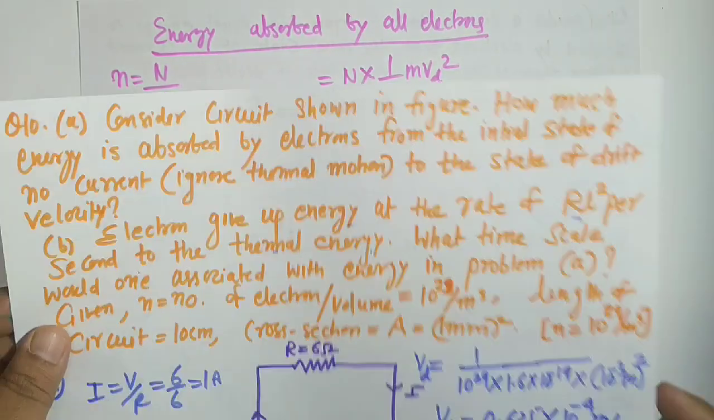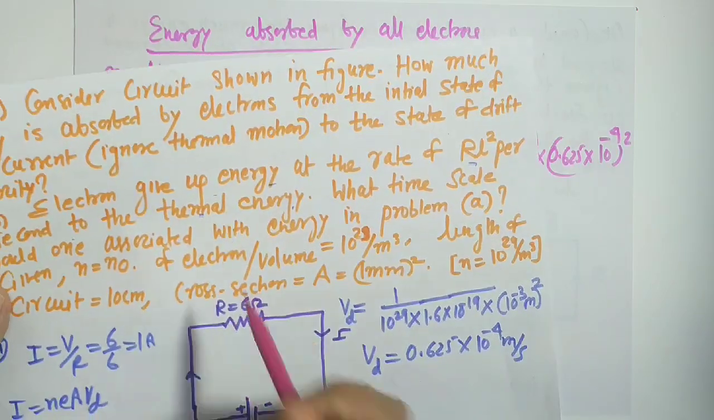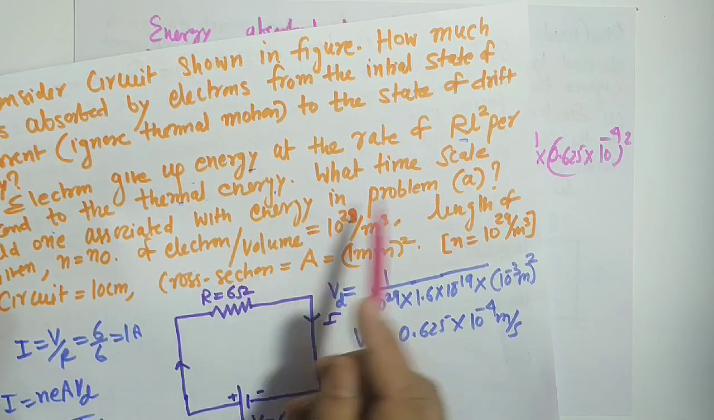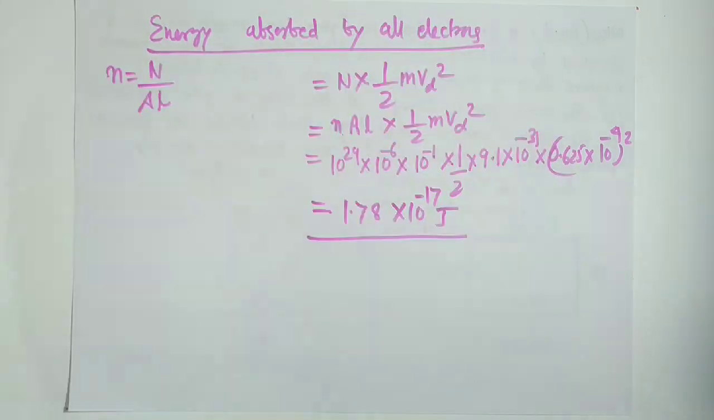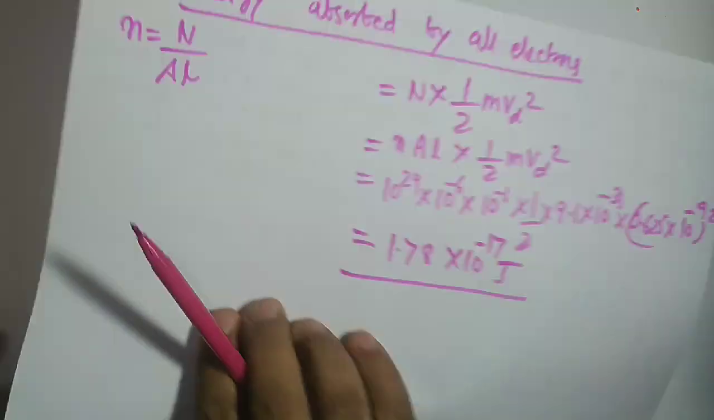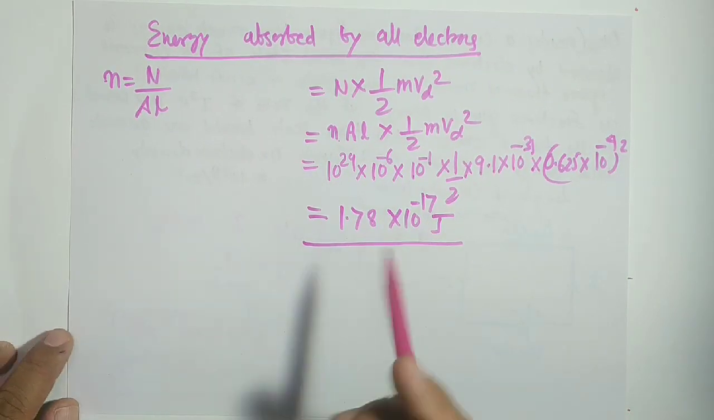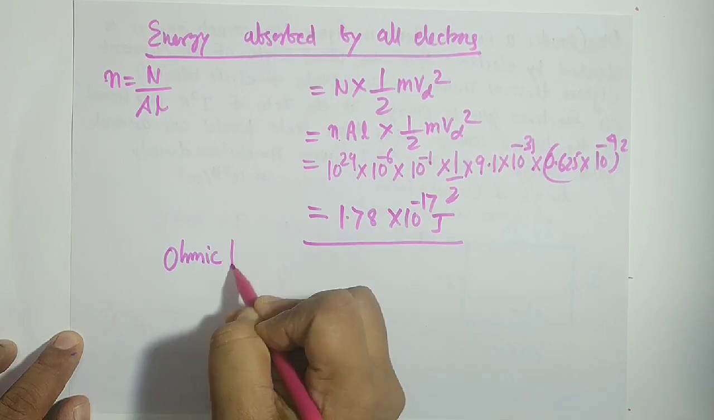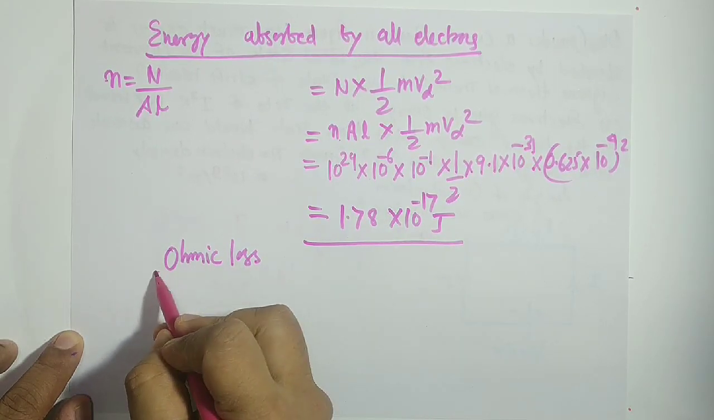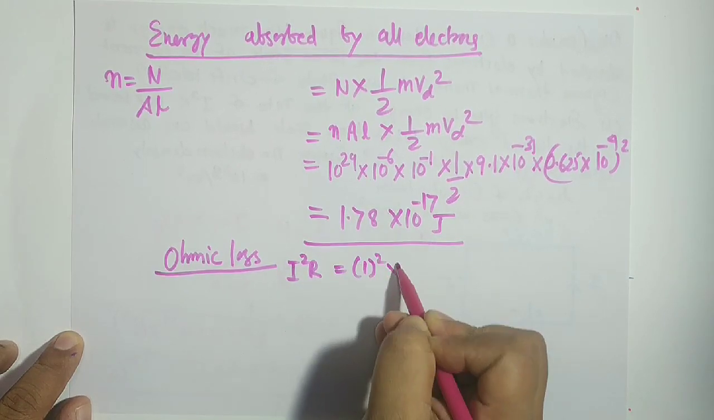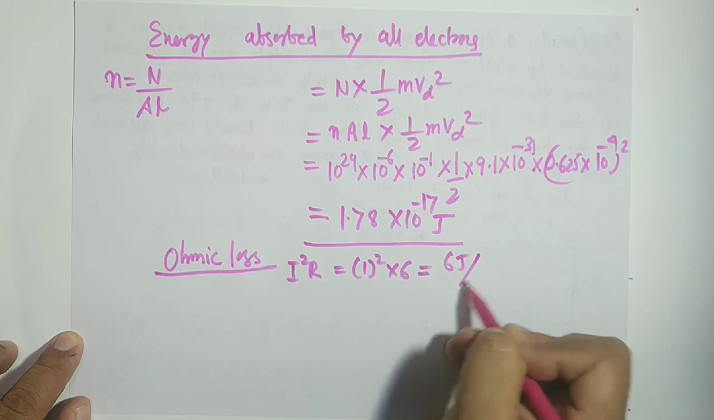What has been said? It has been said that you just tell the energy absorbed by the electrons. Now you have to find out the time scale when the loss is I square R. So time scale for the loss I square R. Okay, so then how are we going to get it? The very simple thing is the ohmic loss. What is the ohmic loss? I square R. Are you getting it? So I is 1 square into 6. It will be 6 joule per second.